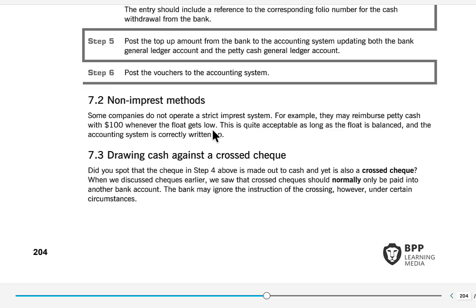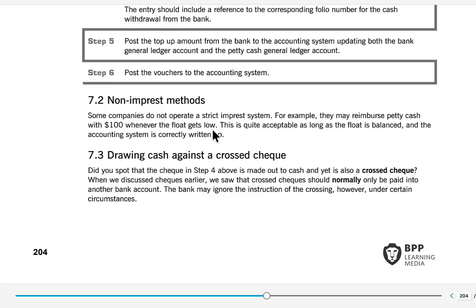1. First, remember what the imprest system is. In the imprest system, petty cash has a fixed level. For example, $250. At the end of the week or month, we top it up back to the same fixed amount. So the balance always returns to the same imprest amount. That is why it is called an imprest float. It stays stable.